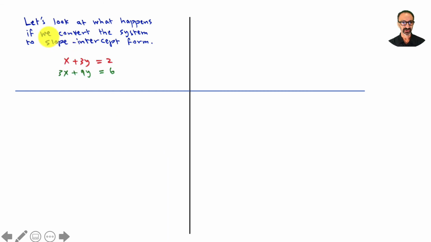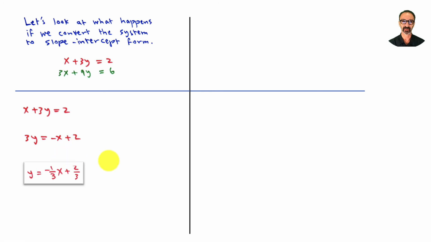Using the slope-intercept form, look what happens. I have two colors. I want to keep the colors and stay focused with you. Here's the red one: x plus 3y equals 2. Subtract x from both sides, because all I want is slope-intercept form. I want to leave y by itself, y equals mx plus b. Divide by 3. And that's the slope-intercept form.